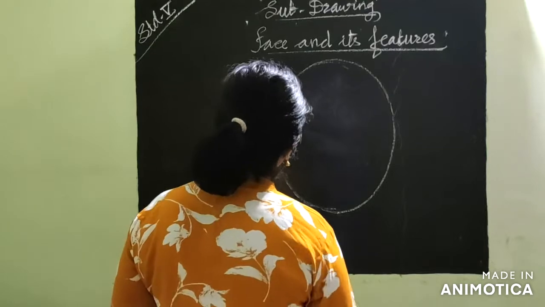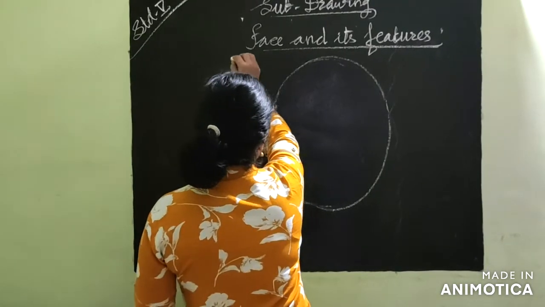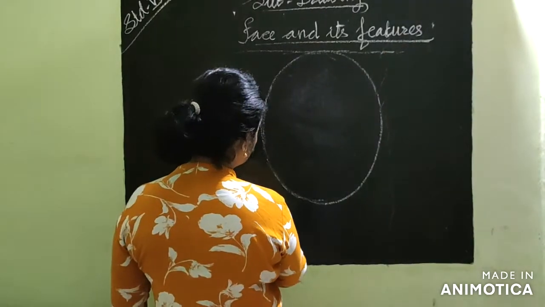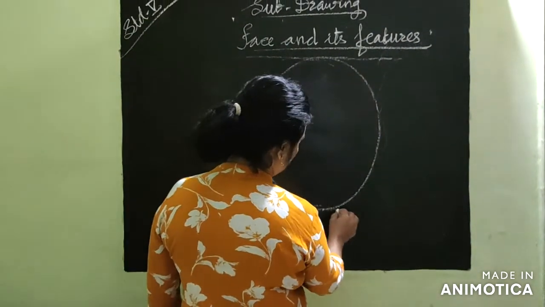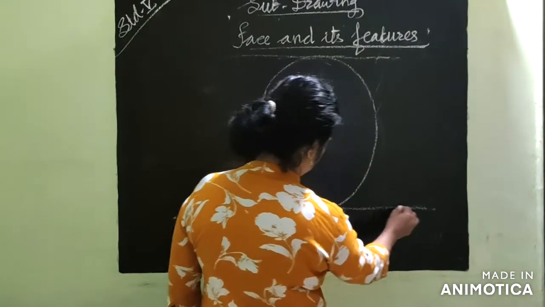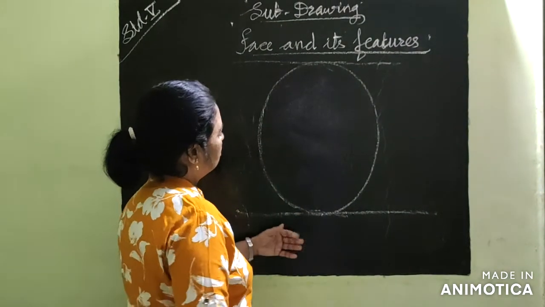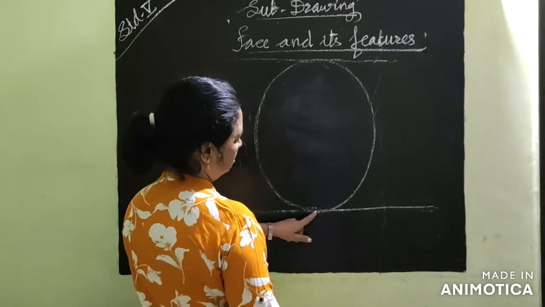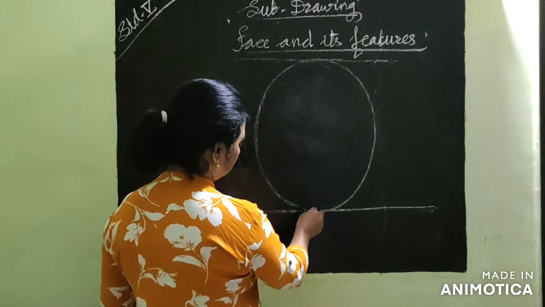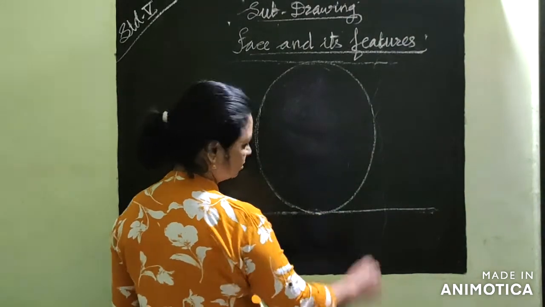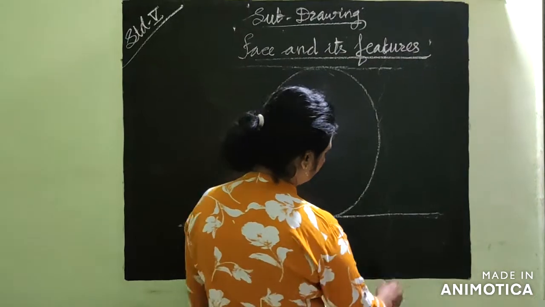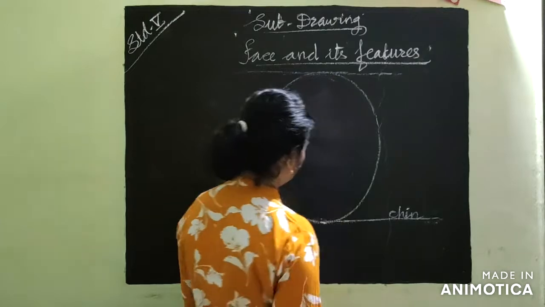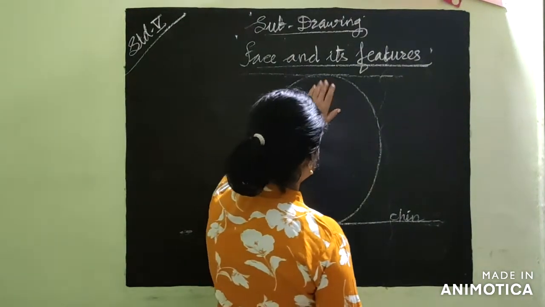Now mark the levels, the upper side and the lower side. This level indicates the chin level.